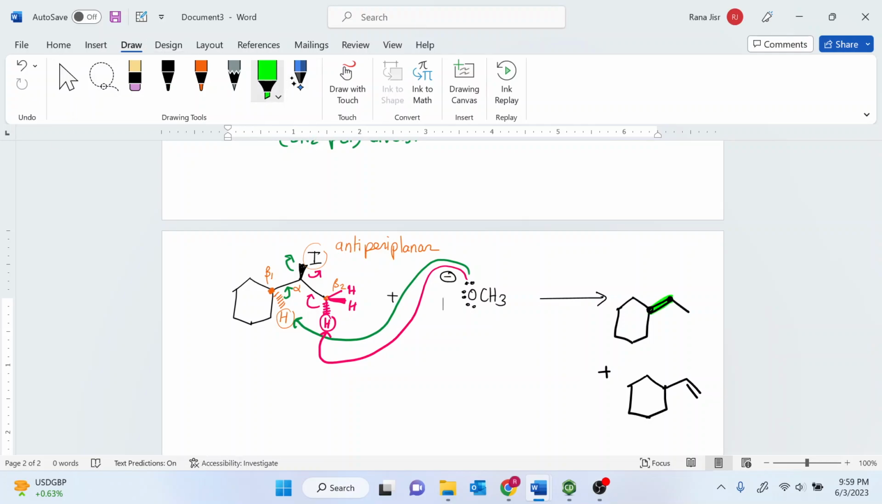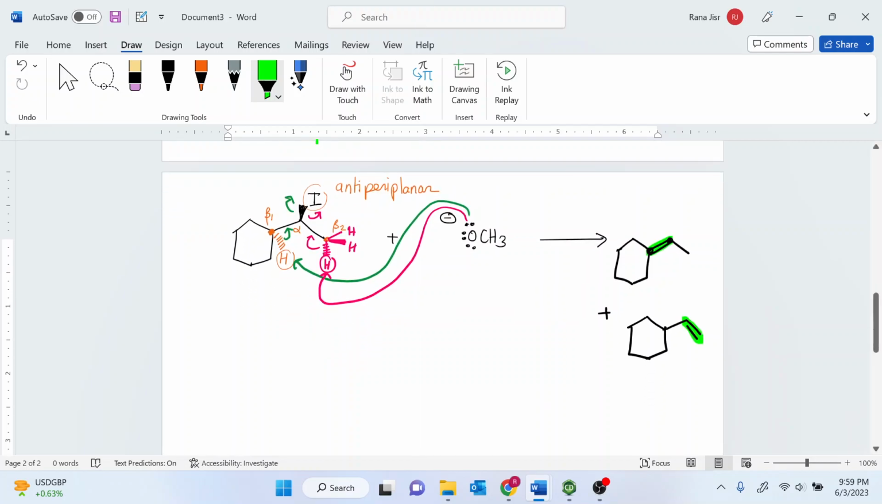Once you get all the alkenes from the beta hydrogens, now what you need to do is highlight your double bond and see what degree of substitution you have around the alkene. The more, the better. So the more carbons around the alkene, the better. This alkene has 1, 2, and 3 carbons around it. So this is a tri-substituted alkene. This alkene has only 1 carbon around it. So this is a mono-substituted alkene.